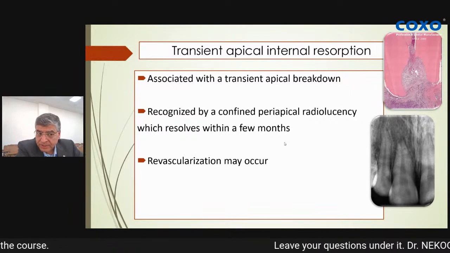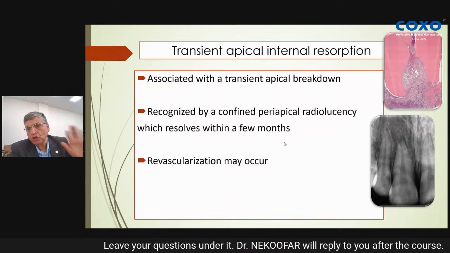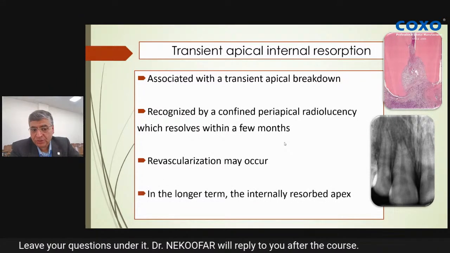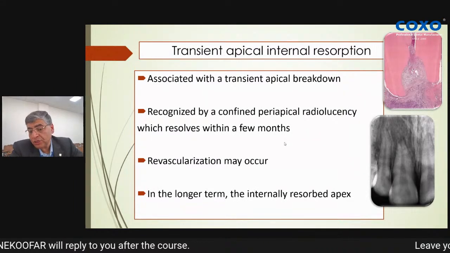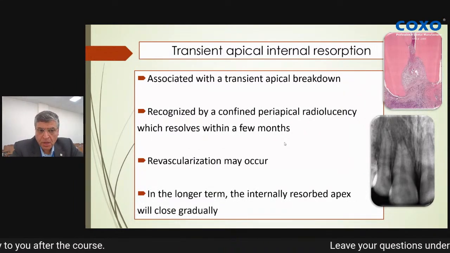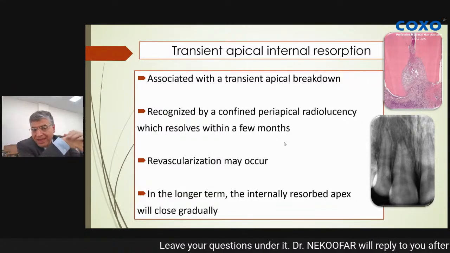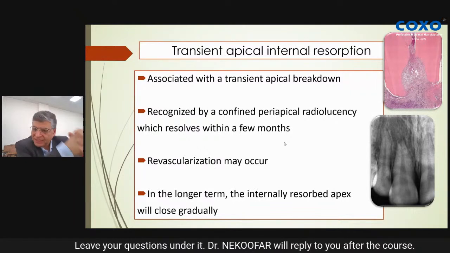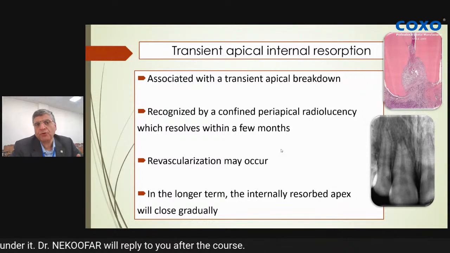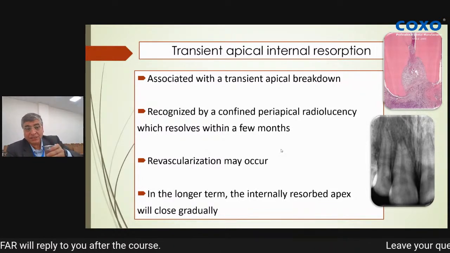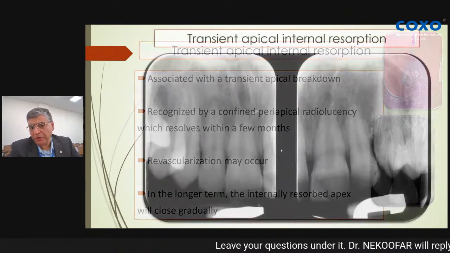But the good news is revascularization may occur after control of the forces and after control of the trauma. And in the longer term, you may have an internally resorbed apex, which helps to control the area and will close gradually. So that is also good news. Very similar to surface resorption, if you have transient apical internal resorption, you may have a very good healing.